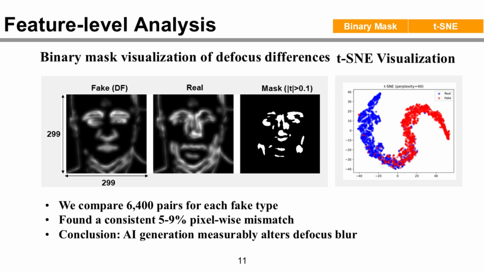The binary mask shows us the difference. It highlights in white where the pixel difference between the fake and real map is greater than 0.1. We ran this test on 6,400 pairs and found a consistent 5 to 9% mismatch according to the fake types. This confirms that the AI generation measurably changed the defocus blur patterns.